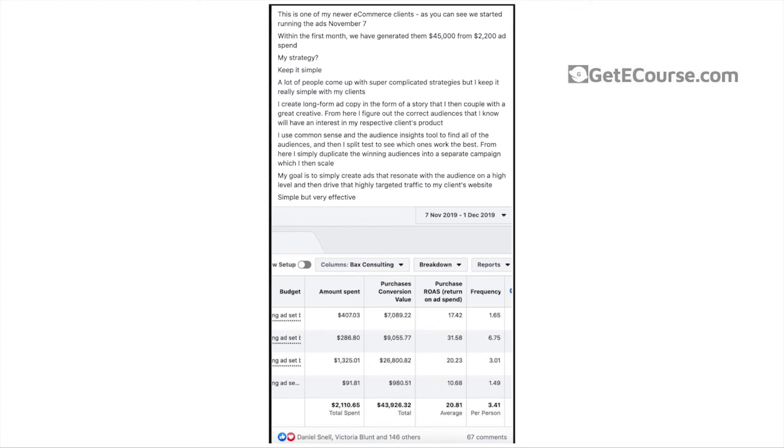My goal is to simply create ads that resonate with the audience on a high level and then drive highly targeted traffic to my client's website. Simple, but very effective. Okay, guys, that's all I did.